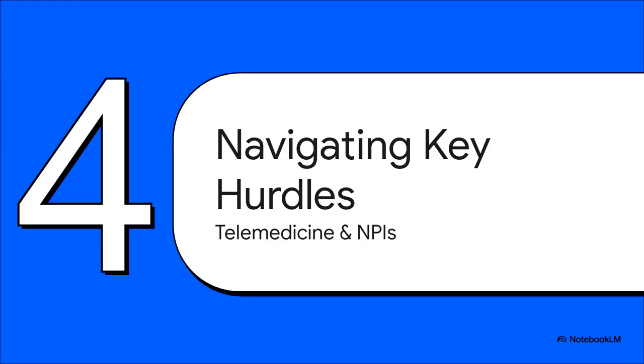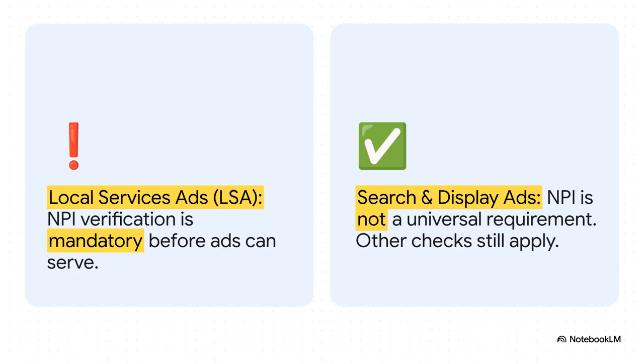Okay, so we've got the system down. We know about paper first, pixels second, and we've got our cert pack. Now let's tackle a couple of, let's call them, the key hurdles. These are the 2 areas where people trip up the most: telemedicine and NPI verification. Let's master them. Now, this is a really important one to get right.